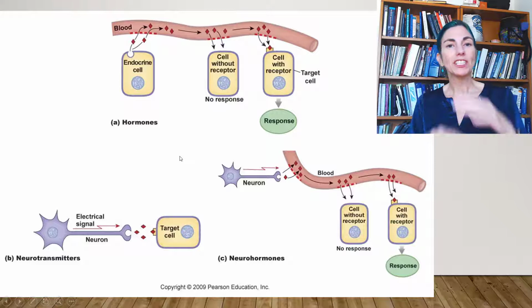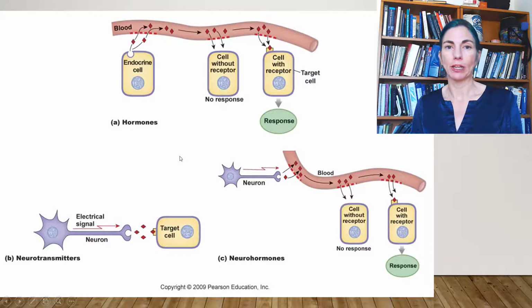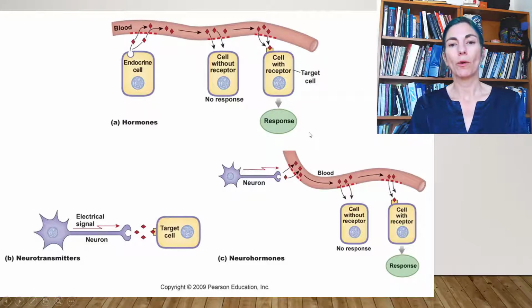So if I have some random hormone that I secrete into the bloodstream, which cells are going to be listening to that hormone and responding to it? And the answer is only cells with a receptor. So in order to be classified as a target cell, you have to have a receptor.